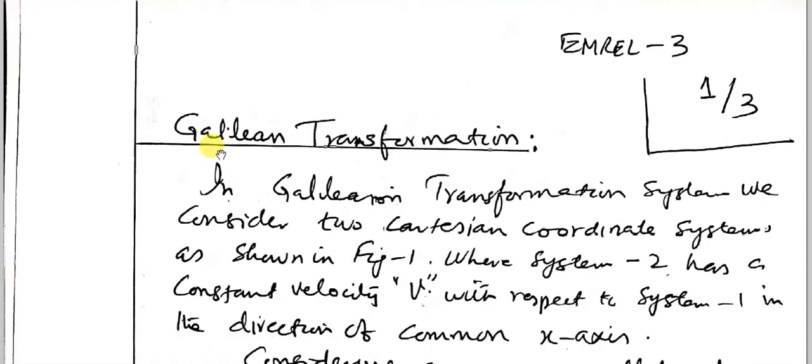Dear students, the topic is Galilean transformation. We are in the main topic relativity, special theory of relativity. The topic code is EMREL-S3.